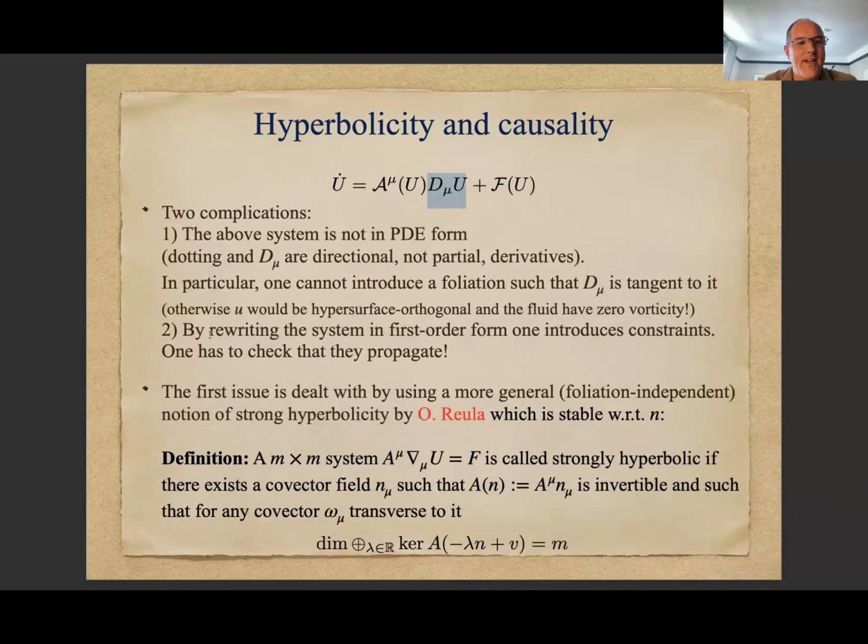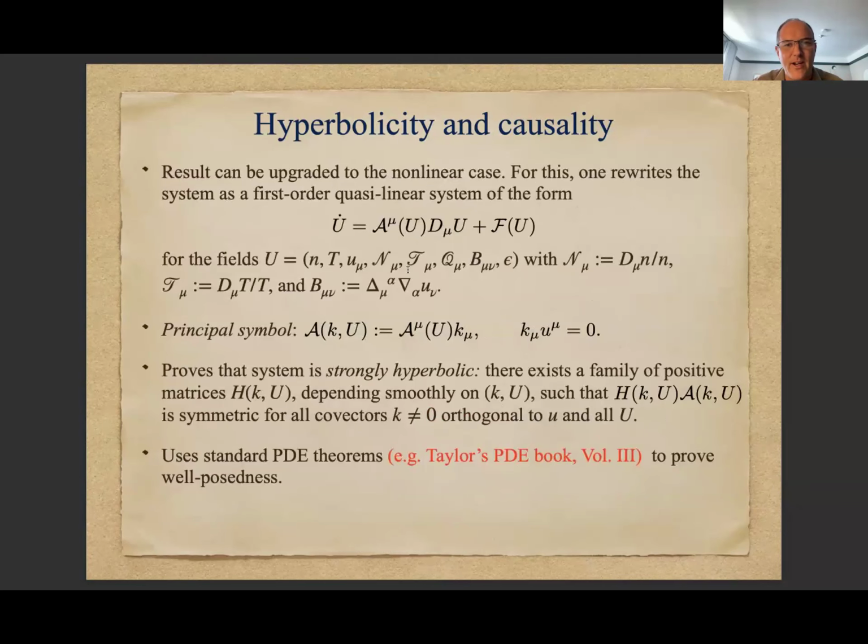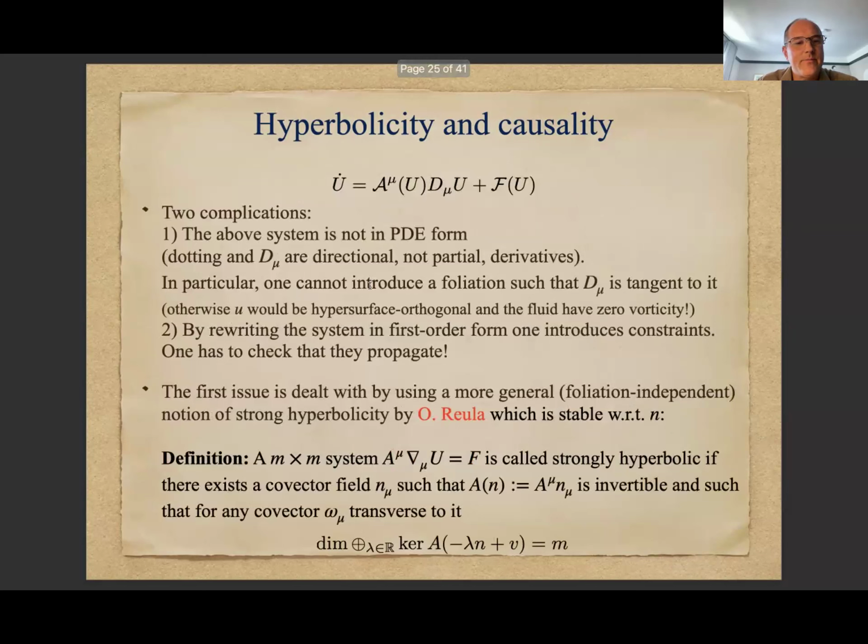And the second complication is that by rewriting the system in first order form in physical space, of course, you introduce a lot of constraints. So for example, there's a constraint associated to the introduction of these variables. At the end, you should check that n mu really is the gradient of n over n to map it to a solution of your original system. And likewise for these other new fields that we introduced. So one has to check that these new constraints associated to these new fields propagate correctly.